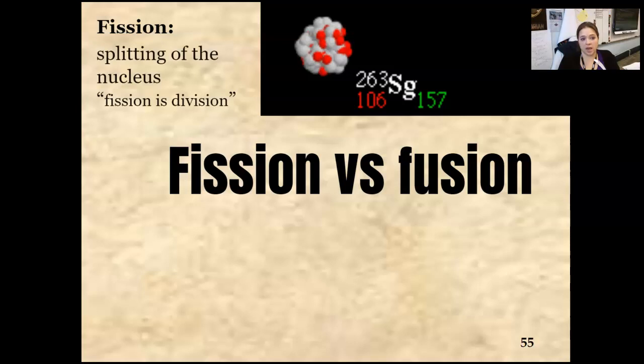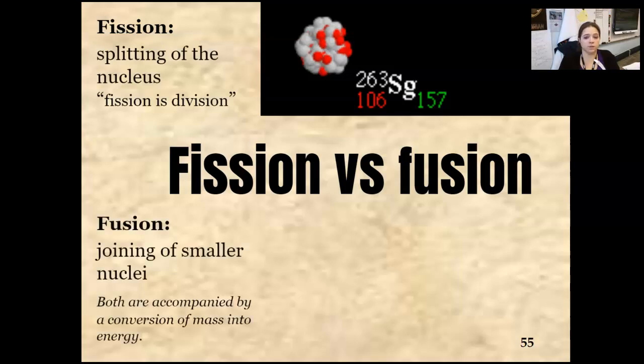Okay, so now that we've looked at the different types of radiation and decay, let's look at fission versus fusion. Fission is the splitting of the nucleus. That's like alpha decay, which is splitting, but a really small split. But this is maybe a little bit bigger. And then fusion. Fusion is joining of two smaller nuclei to make a bigger one.